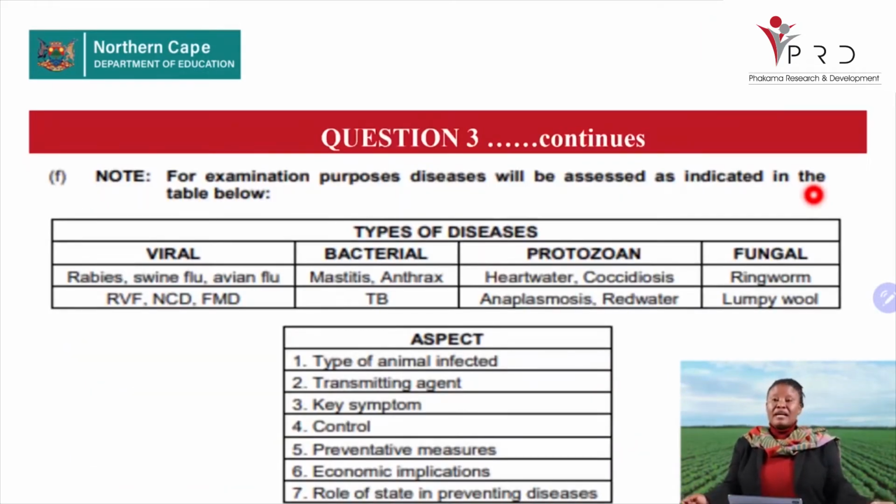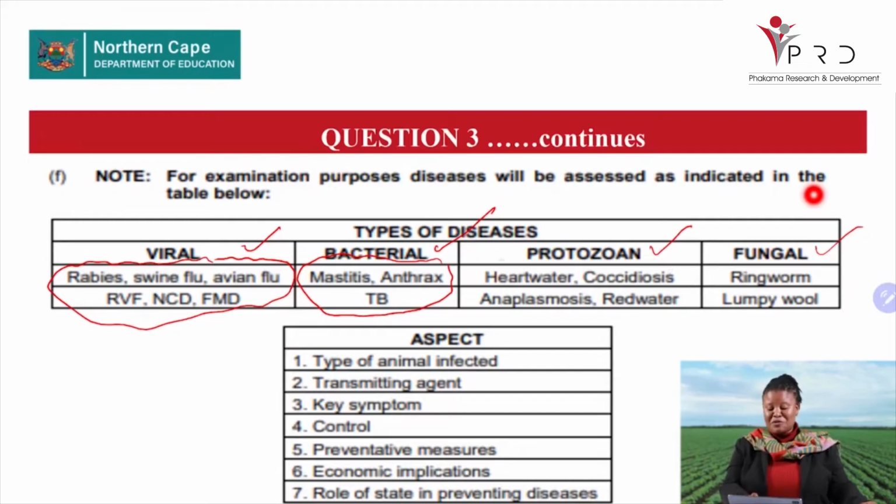Question 3, as I was talking about animal diseases. Types of diseases I indicated. You have the viral with the examples. We have the bacterial with the examples. We have the protozoan diseases. You also have the fungal diseases. So you are given which examples you must prepare for your exams. You are also given the examples of bacterial diseases, the examples for protozoan diseases, and the examples for the fungal diseases.